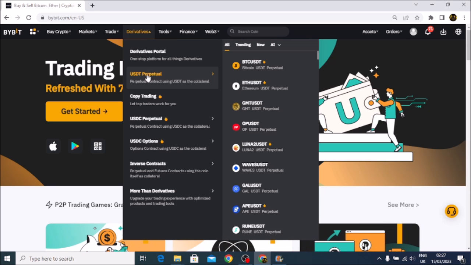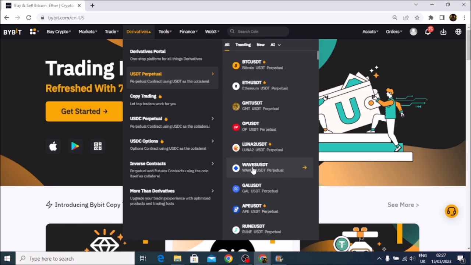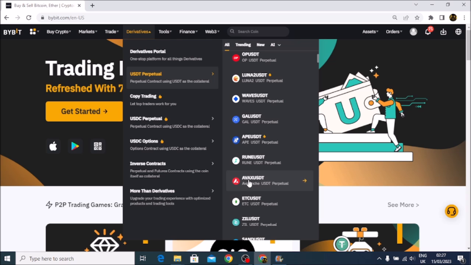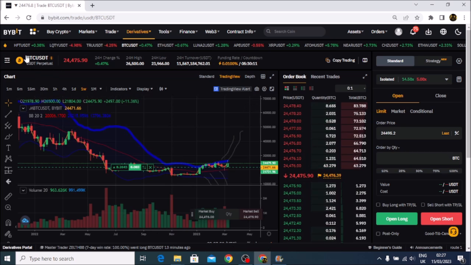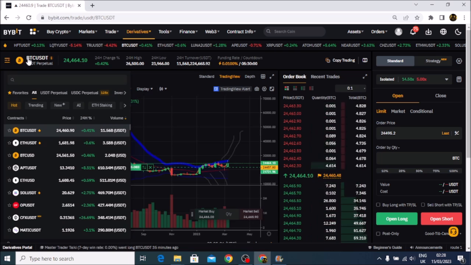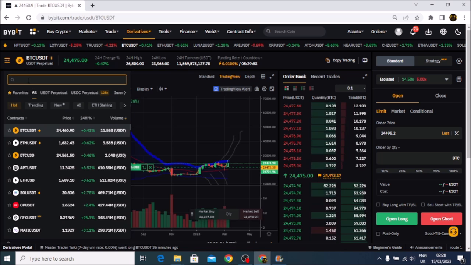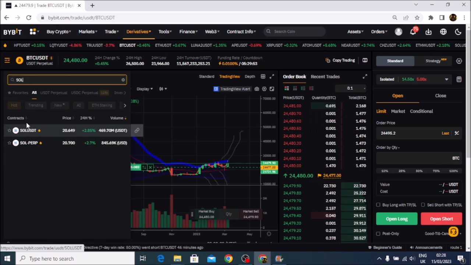You can click on USDT perpetuals, or you can come here and you see all the coins that you want to use and select from here. So this is how the futures platform looks. These are the coins that you can select. If you don't want to use BTC USDT perpetuals, you can select from these coins. Again, when you want to use other coins, you can come here and select, maybe I want to use SOL. So you can see these are the SOL USDT and SOL perpetual. So you can select from these.